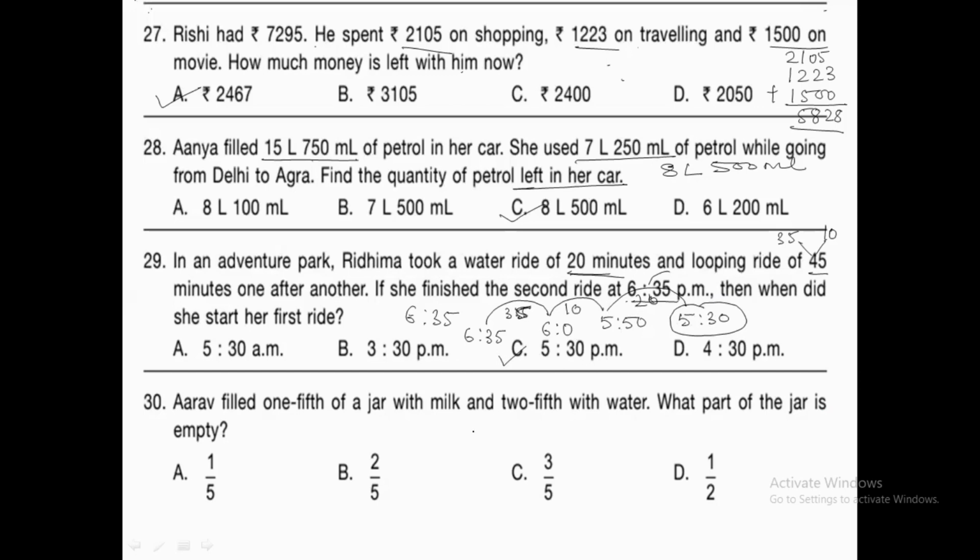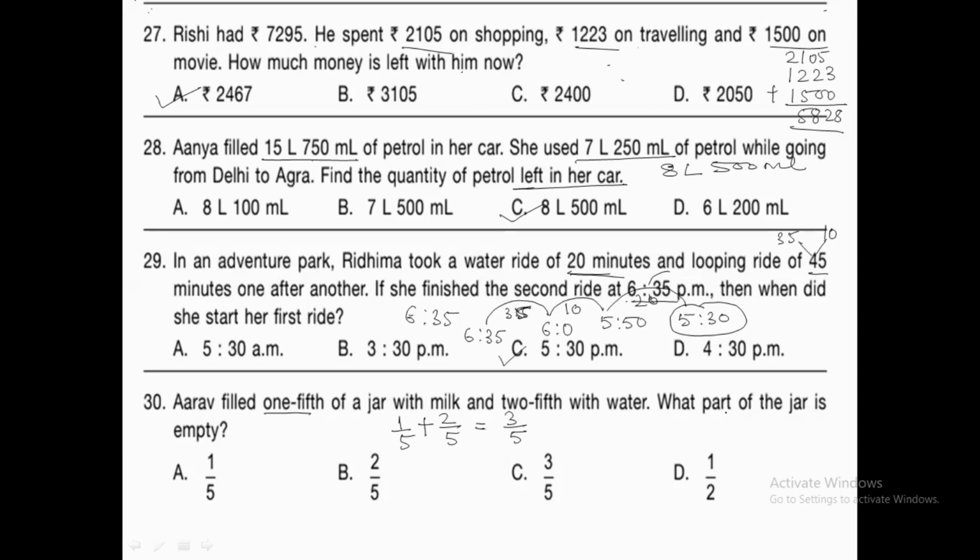Understood? Okay. Let's move to question number 30. Now, Arav filled 1/5 of a jar with milk and 2/5 with water. Now, what part of the jar is still empty? So first, we need to find how much of the jar is filled. For this, we will add the 1/5 that he filled with milk and the 2/5 that he filled with water. So what are we getting? 1 plus 2 is 3/5. So 3/5 of the jar is filled.